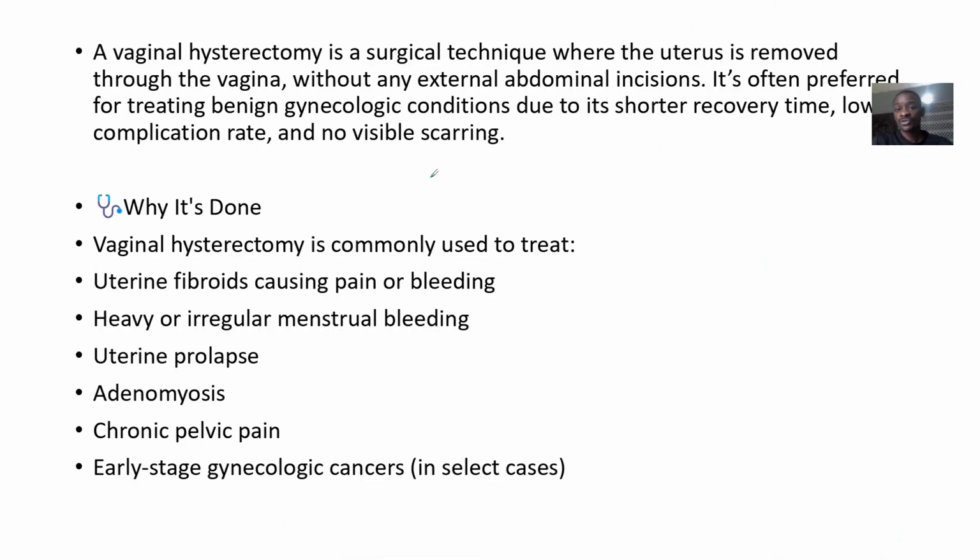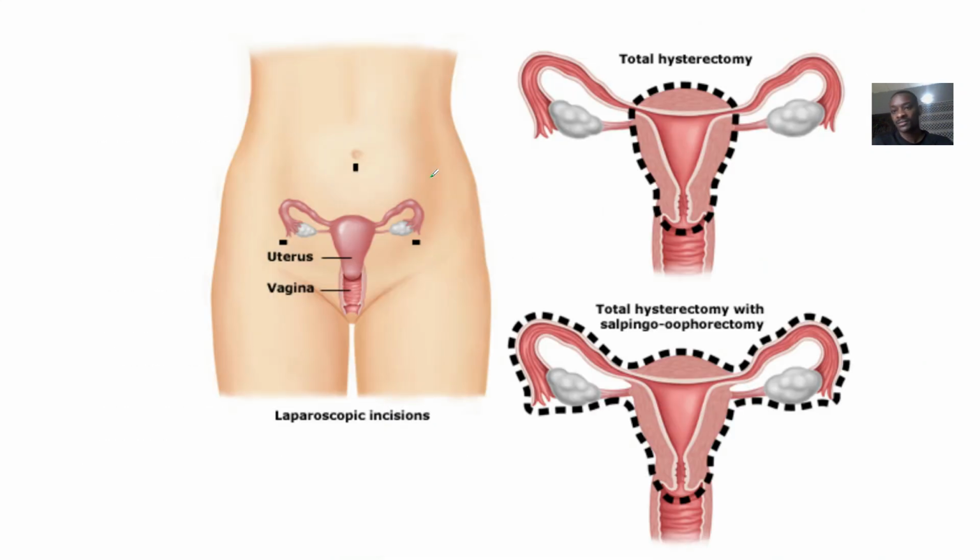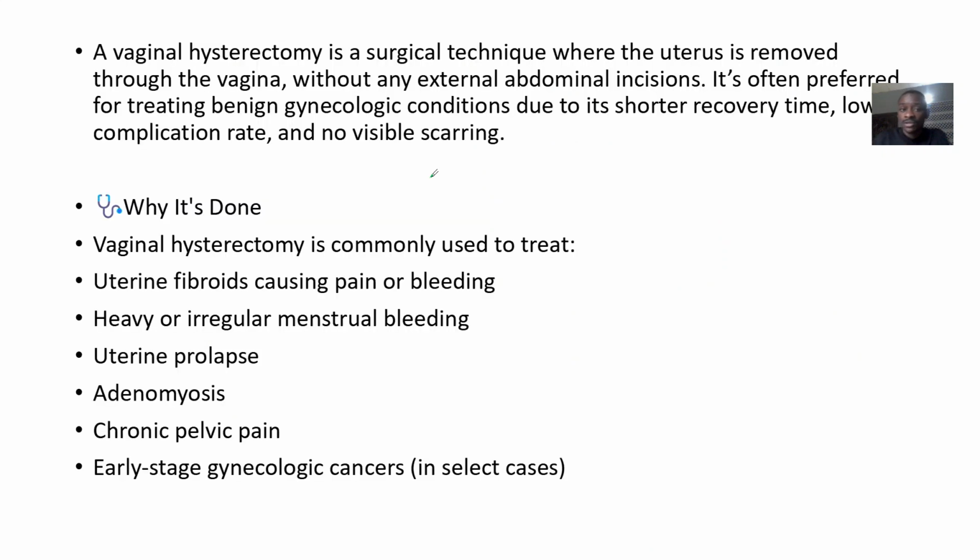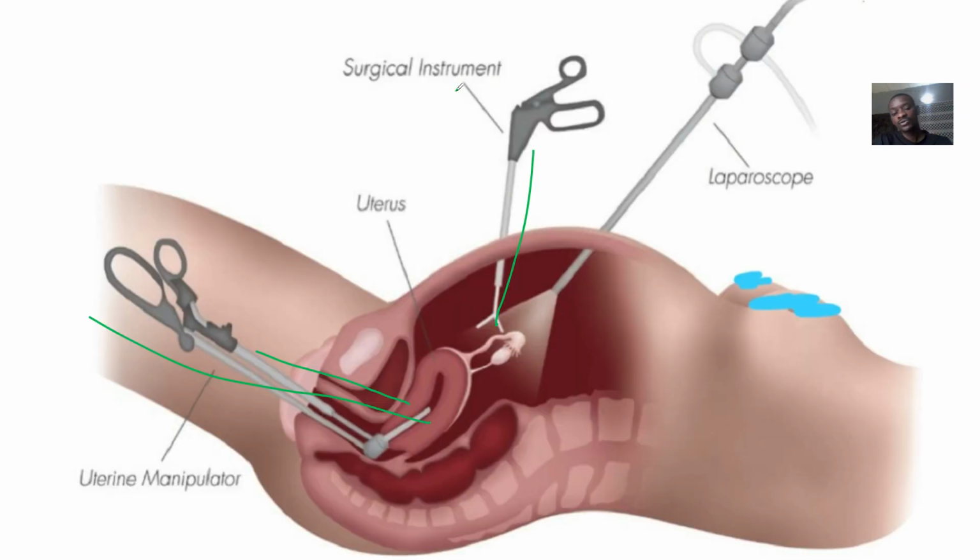This is where the uterus is removed through the vagina, right? So I might choose to remove only the uterus, or I might choose to remove the uterus, the fallopian tubes, and the ovaries. You get? So this is without any external abdominal incision, all right? I'm using only the vagina. I'm not cutting the person through the stomach.